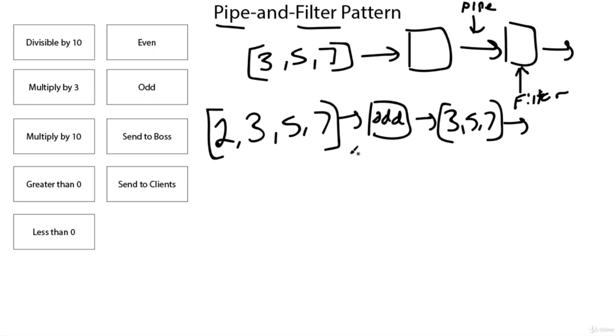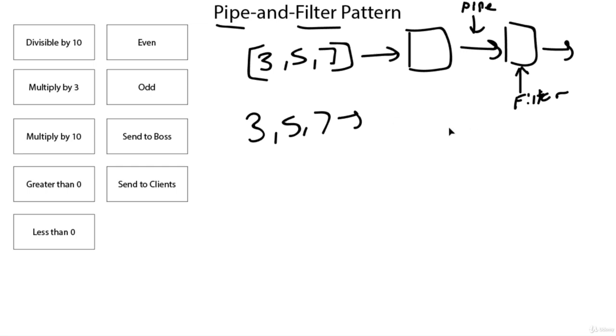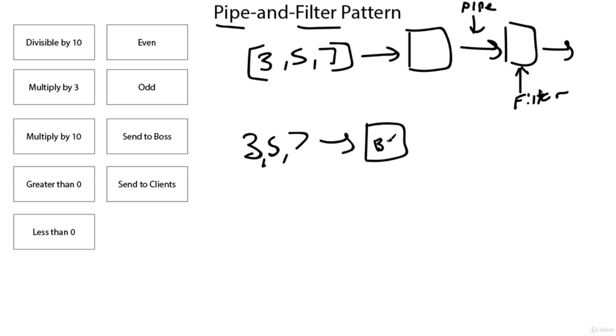And again, I'm going to keep driving this home. That's what the pipe and filter is all about. You take in a certain type, you put it through a filter, and you get a certain type back out the other end. And then with the pipe and filter, we can also apply actions. What those are is they just take the data and do something with it, and then return the exact same data. So for example, send to boss: maybe we have the 3, 5, 7, we put it into the send to boss, and it's going to take that and send it to him.